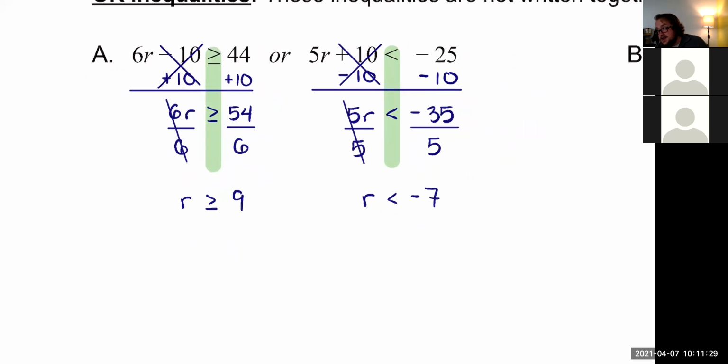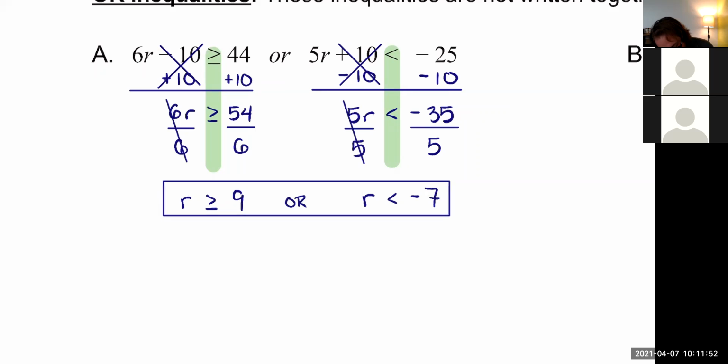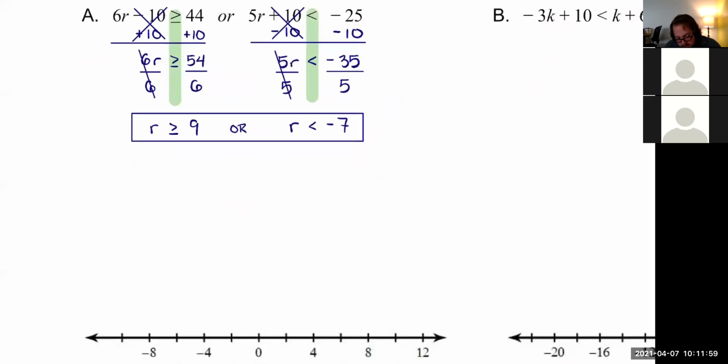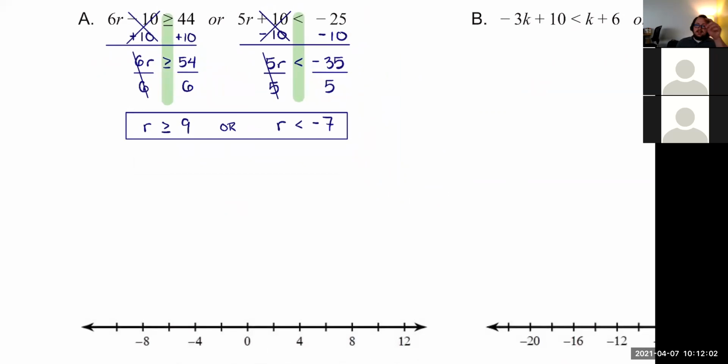Now, here's the exciting news. I don't need to worry about writing them in some really cool, intricate way where they slide together. Don't worry about any of that. All I need to do is write the word or between them. And that is my final solution for this compound inequality. And here's the reason why I really can't write them together. Let's think about this. Actually, let's see it visually.